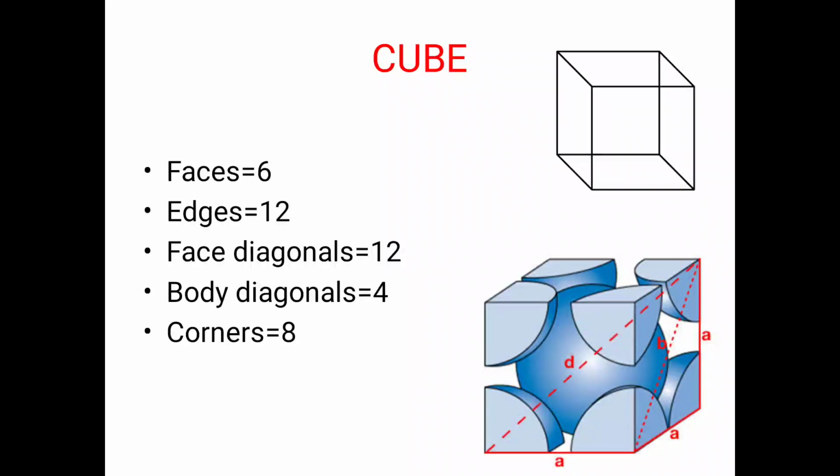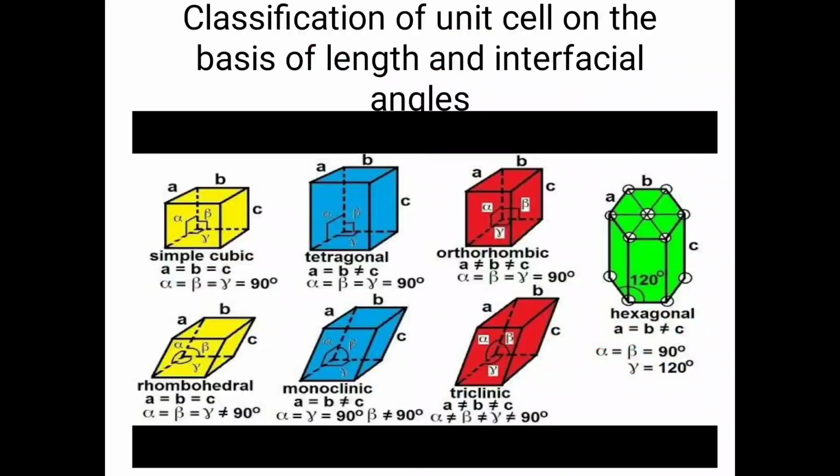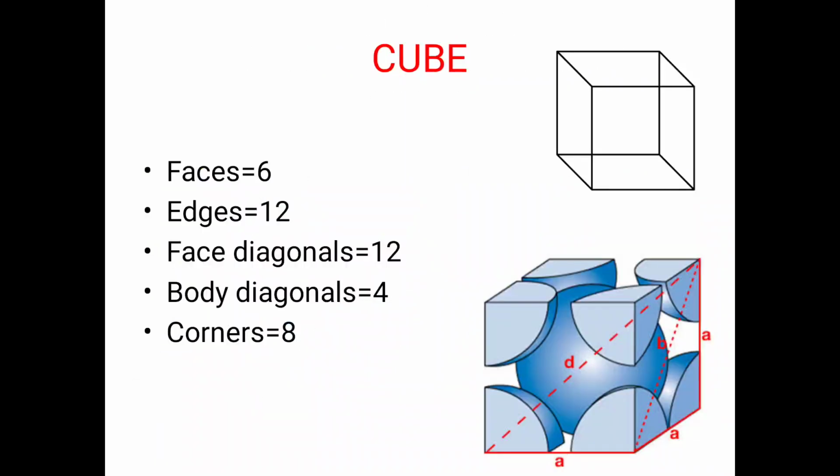Coming up, you need to know the structure of a cube very well. Based on that, the entire solid state chemistry lies. So if you see, a cube has 6 faces. This is one face, two faces. Behind one is the third face, fourth face, fifth face, and sixth face. There are 6 faces. Edges are these lines.